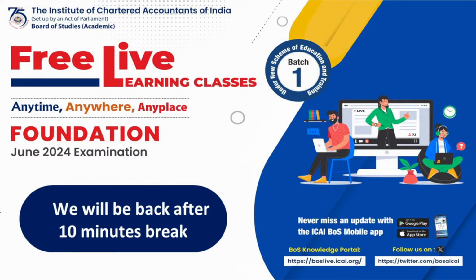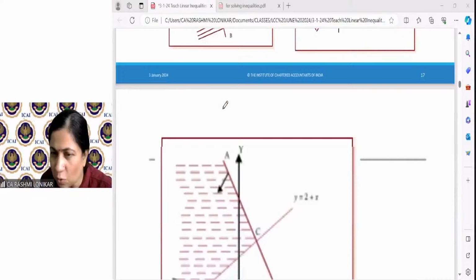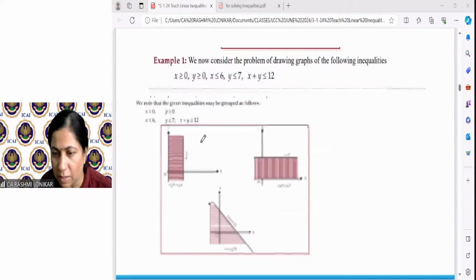Welcome back, all of you. Now we have shown how this is the feasible area. Now let us go to the first example. This is a practice sum.